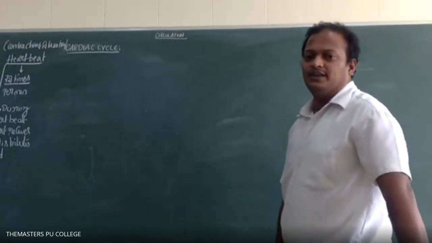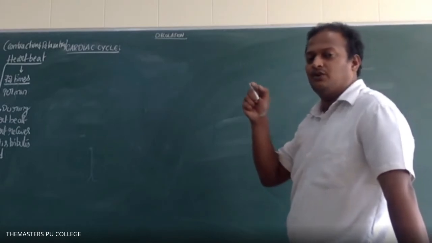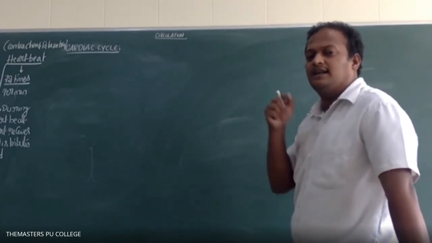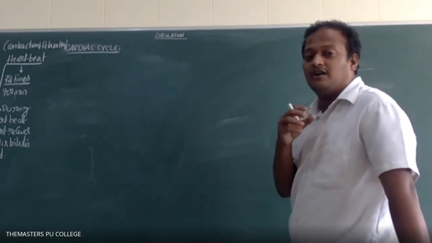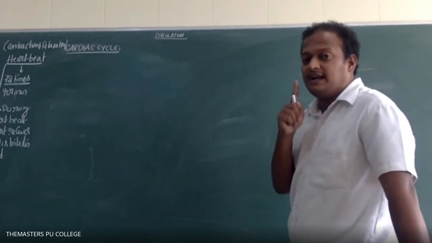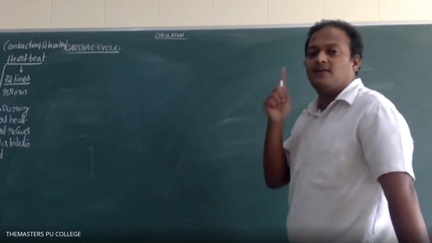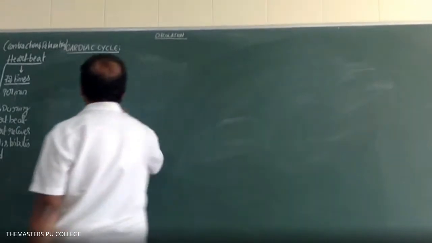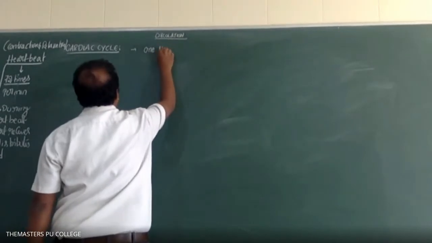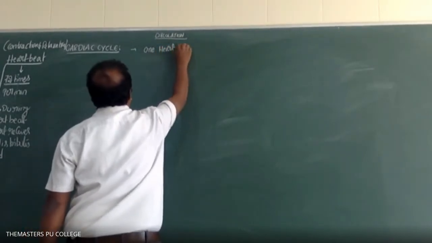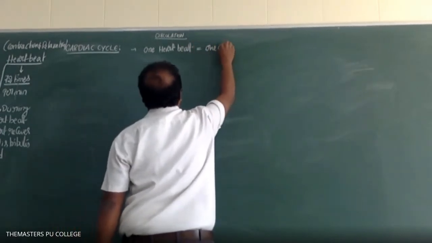So during the cardiac cycle, the cycle process repeats. During the cardiac cycle, the contraction and relaxation of the heart take place. One cardiac cycle is equal to one heartbeat, and one heartbeat is equal to one cardiac cycle.